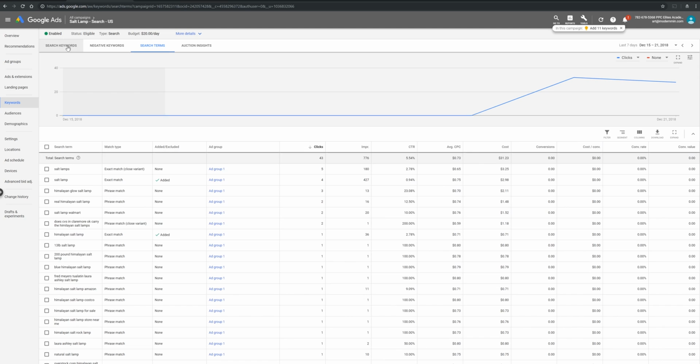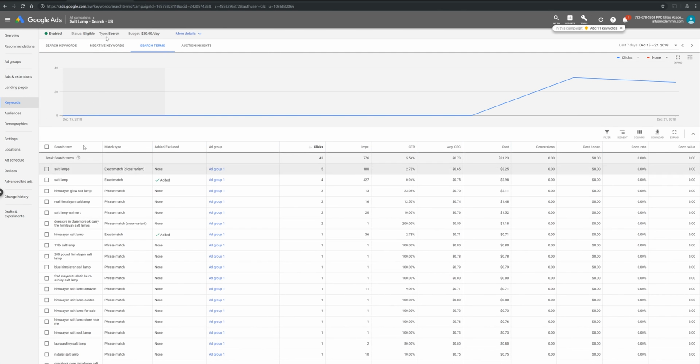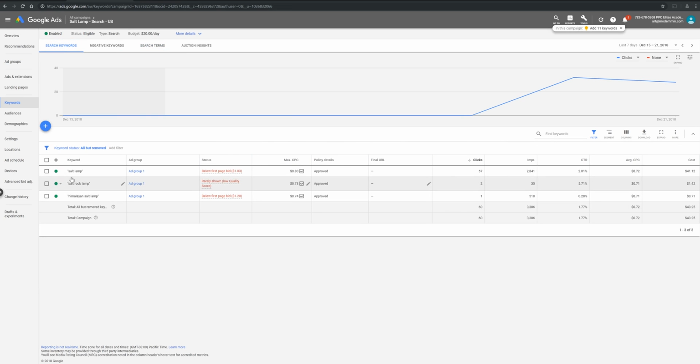Now, keep in mind, if these were all exact keywords, which means we would only pop up for these exact keywords typed exactly this way, then on this list, we would only have 3 words. But since they're phrase and they allow for different variations, we could see, Himalayan glow salt lamp. Yeah, so that one probably came from salt lamp.